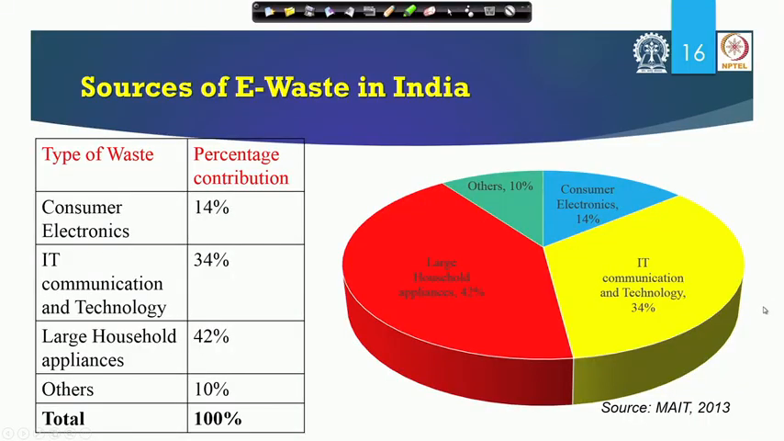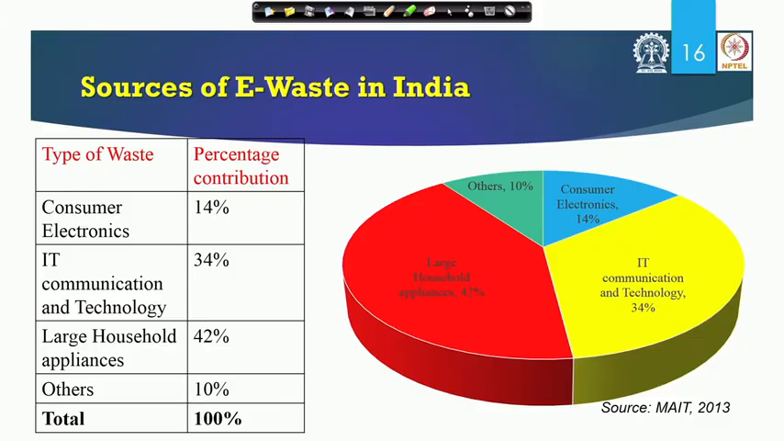If you look at the source of e-waste in India, where it is coming from in terms of the product as well as the industry, we have a table as well as a pie chart here. Both have the same data, just represented in two ways to help you visualize it better. We could have put just one, but some people like the table and some people like the pie chart.